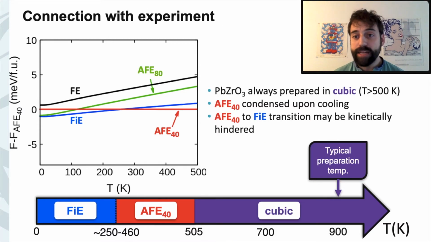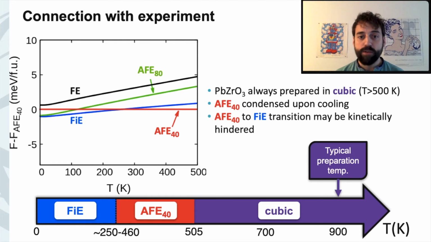So experimentally, lead zirconate is always prepared at high temperatures of the order of 900 Kelvin, well inside the cubic phase. And then, upon cooling, the AFE40 phase is condensed at a temperature of around 505 Kelvin. So in order to reach the ferroelectric phase we propose, the system would have to first be cooled down below the critical point between the AFE40 and ferroelectric phases, which could be below room temperature and therefore not usually explored. And second, and very importantly, the system has to overcome the energy barrier between these two phases. So it is therefore possible that the transition to the ferroelectric state is kinetically hindered, and that could explain why it has not been noticed yet.